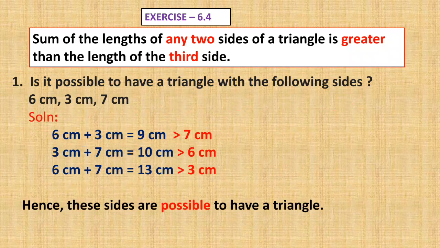Here we are adding two sides and checking whether the third side is less than or greater than the total. We have to check all three possible ways, then conclude the solution. Here the totals are greater than 7, greater than 6, greater than 3. All the possible ways are greater than the third side. So, these given sides are possible to have a triangle.